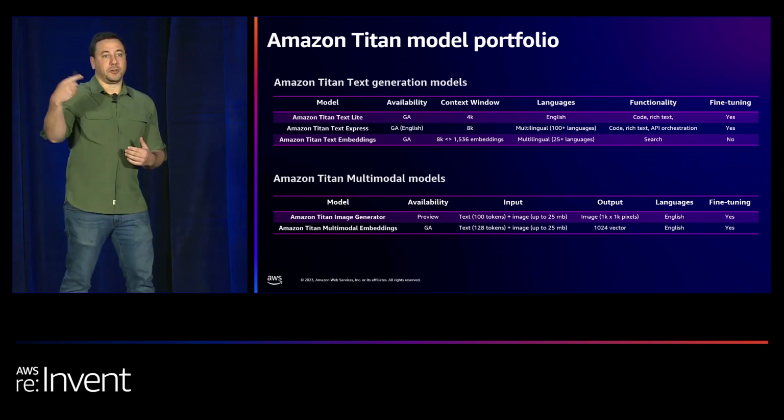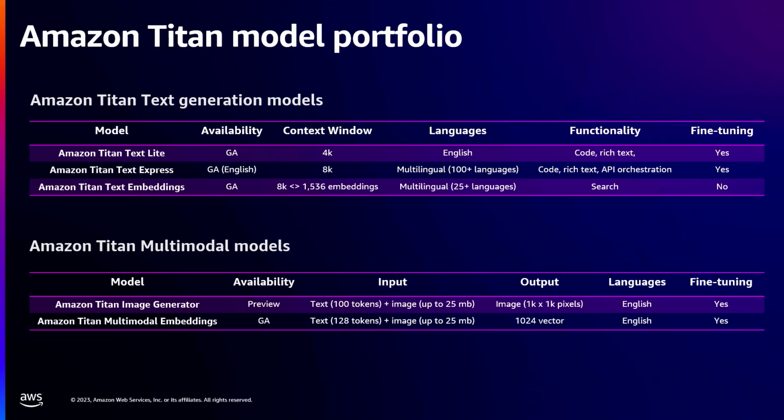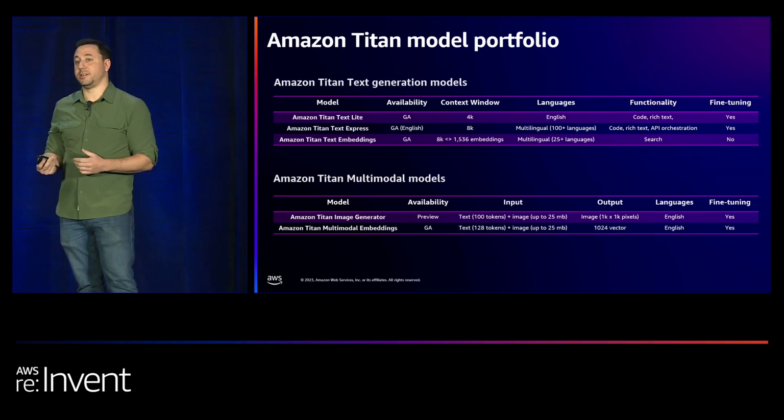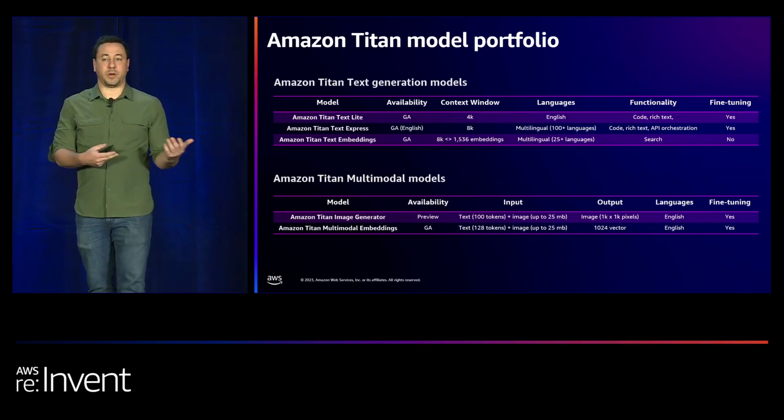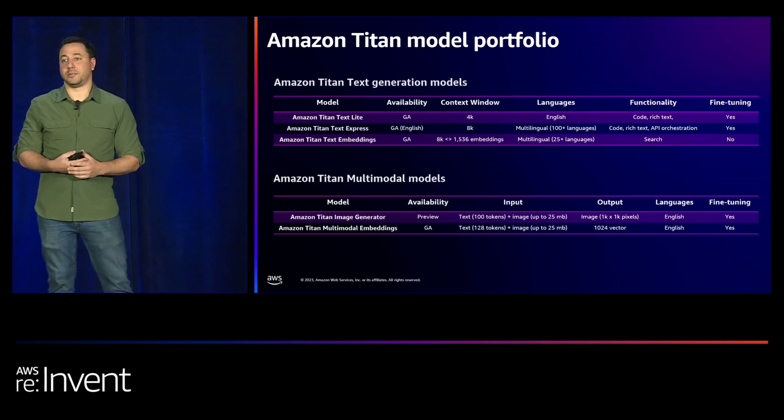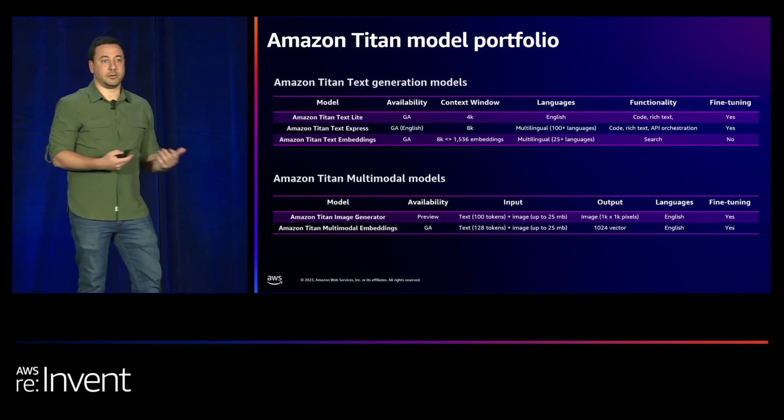When we look at the portfolio of the Amazon Titan family, there's the text models, and then there's the multimodal models. And as you can imagine, this is going to continually grow and be iterated on. As of this week, Titan Text Express is generally available, and Titan Text Lite is generally available. And a couple months ago, we announced Titan Text Embeddings as generally available as well.